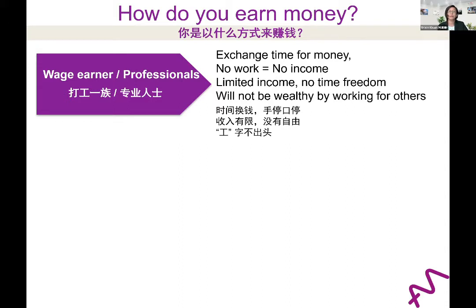So how can you become wealthy by working for others? I don't know whether you know of any friends that became very, very rich when they are just a normal worker. Now, if you have, please tell me. I'm keen to know what kind of job they are doing, okay?